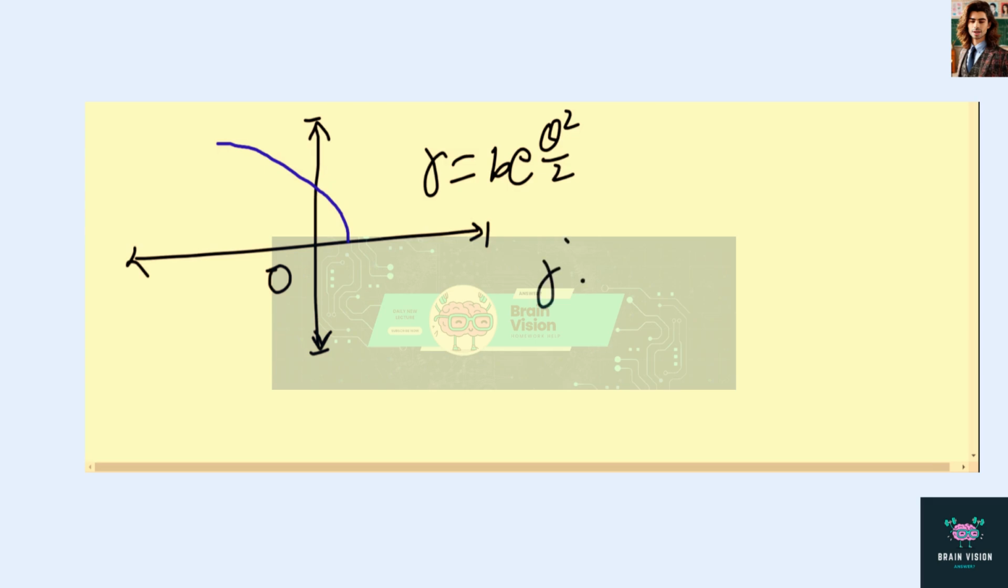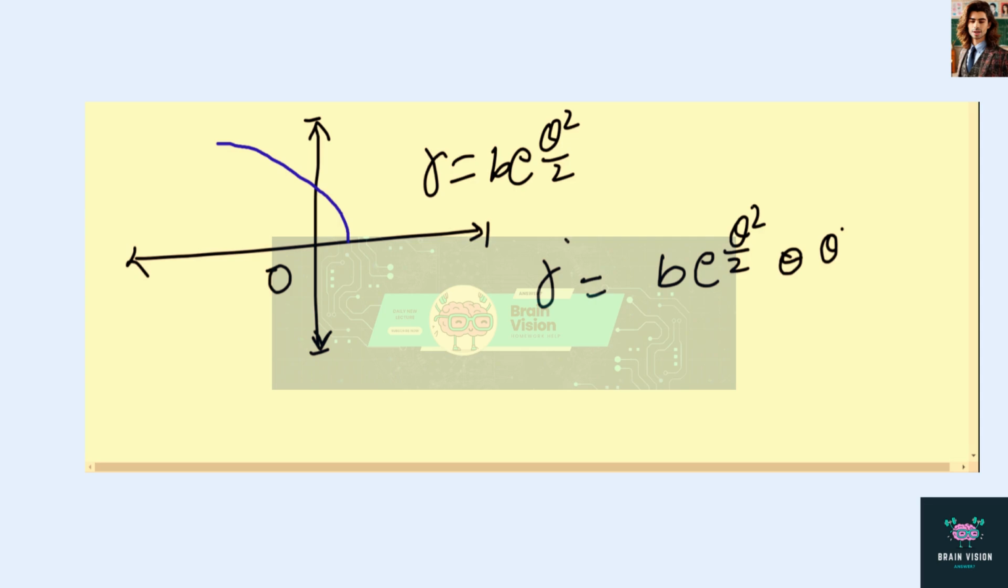So r is this one, so r dash will be nothing but b e to the power theta square upon 2 into theta, because 2 theta upon 2 is theta, and theta dash.